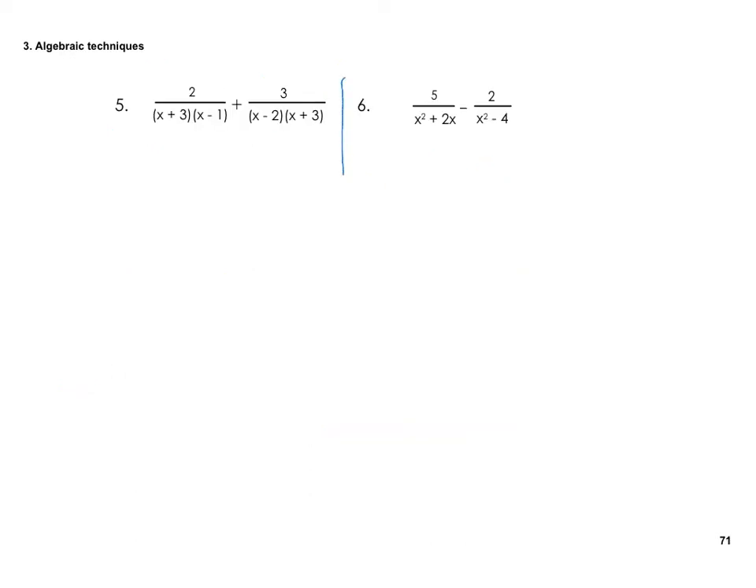Okay, next two questions. Question 5 and question 6. So question 5, 2 over (x plus 3)(x minus 1) plus 3 over (x minus 2)(x plus 3). So remember, we've got to make these both the same. So what does this have that's not here? We need to multiply by x minus 2. See how in this, there's no x minus 2. Now for this one, what does this have that's not here? And that would be x minus 1.